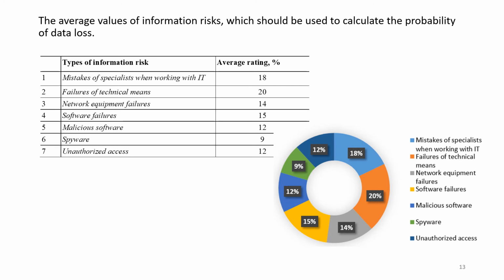The table shows the average values of information risks, which should be used to calculate the probability of data loss. As we can see on this slide, the failures of technical means have the highest average rating.